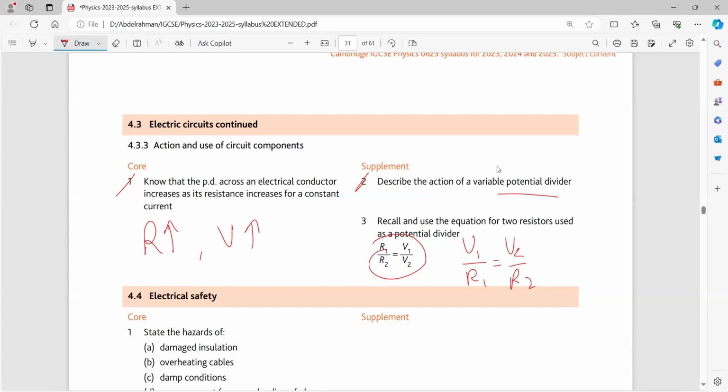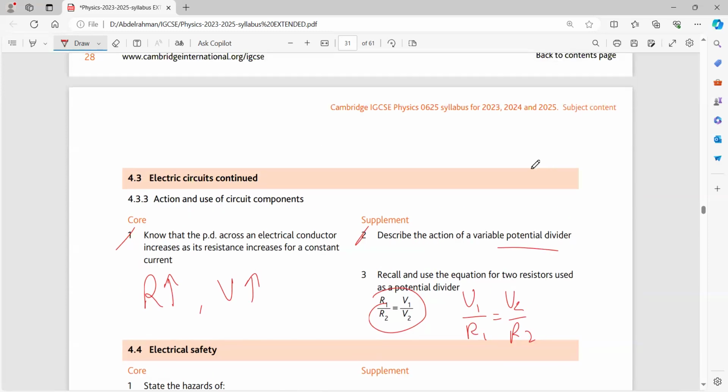What's this? It has to do with dividing the voltage. If you remember, we had many questions regarding this point. For example, if I had a battery and two resistors in series. This battery had a voltage of 36 volts, and one resistance was 2 ohms and the other resistance was 4 ohms.